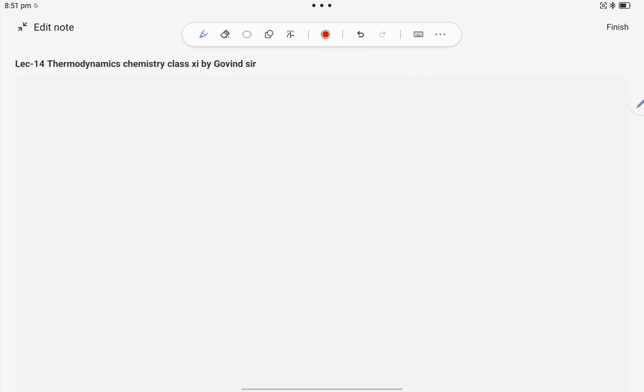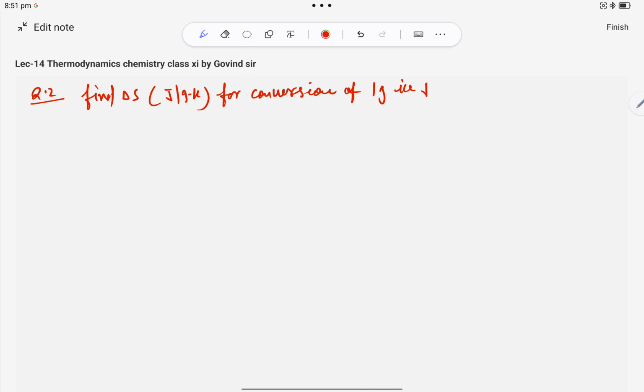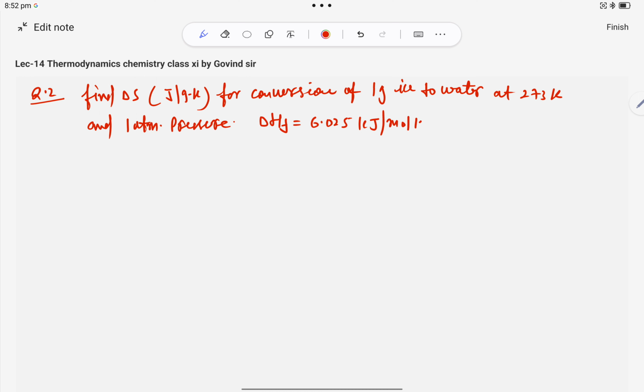Last question of this lecture, and we'll finish it. Find delta S in joule per gram Kelvin for conversion of one gram of ice to water at 273 Kelvin and 1 atm pressure, if enthalpy of fusion 6.025 kilojoule per mole is given.